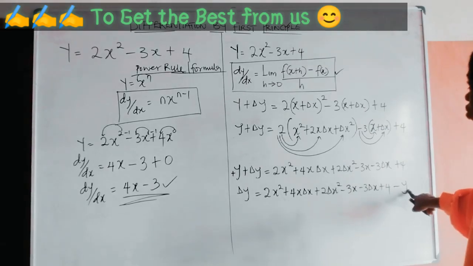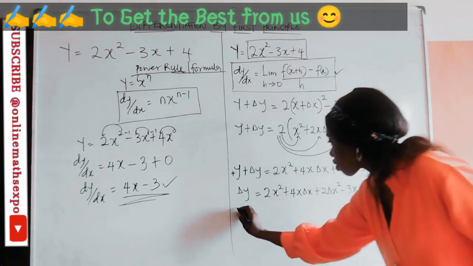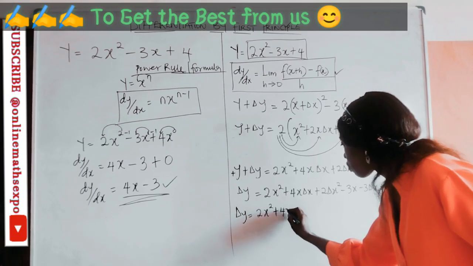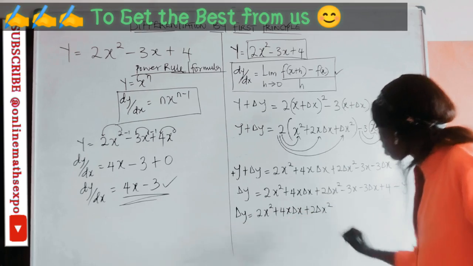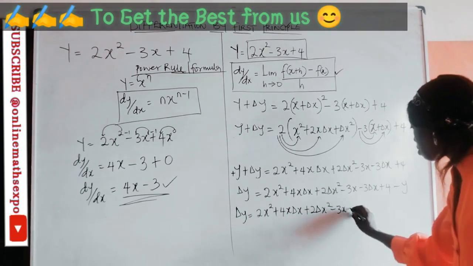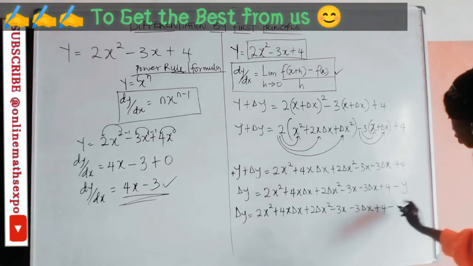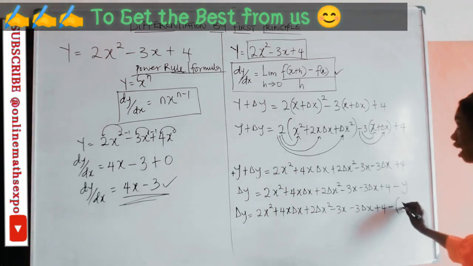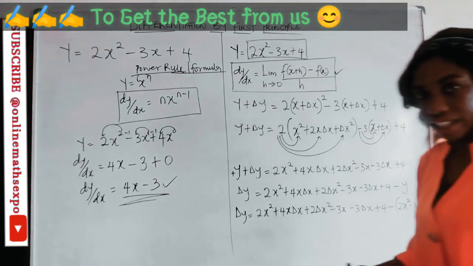So we can replace this with the value as given in the question. This will give us change in y is equal to 2x squared plus 4x change in x plus 2 change in x squared minus 3x minus 3 change in x plus 4, minus what is our y? This is our y, so let's put them all in brackets. So we have 2x squared minus 3x plus 4. Put them all in the brackets.